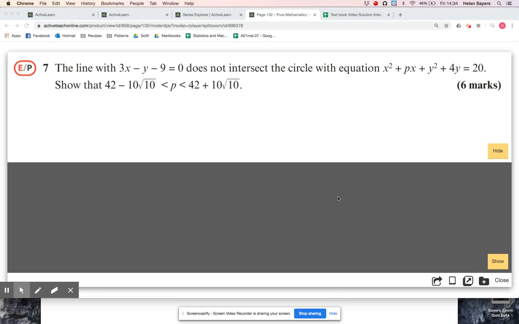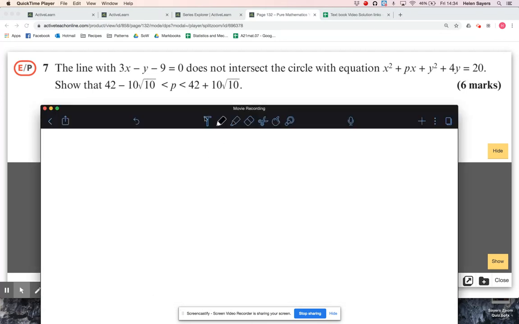We're looking at the first year core textbook, and we're on mixed exercise 6, which is on circles, and we're on question 7. I think this is maybe the first quite tricky question. It's an exam question, worth 6 marks, and it's also problem solving. So that means the method isn't going to be immediately obvious.